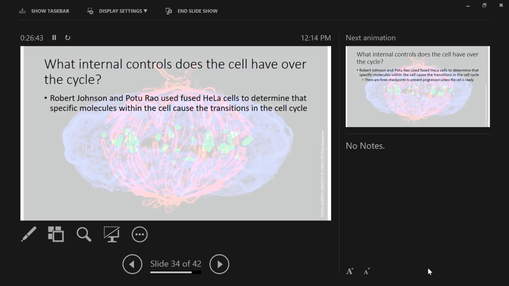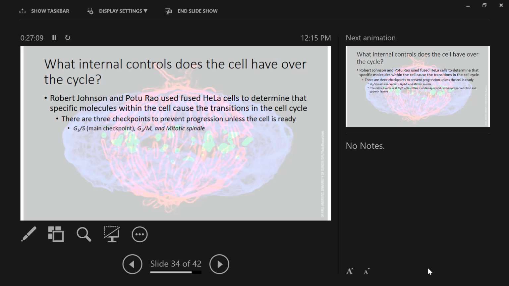And so what they did was they took these cells and they wanted to know what things have to be in place in order for cells to just keep going through the cell cycle. And they used this to actually determine and find our three main checkpoints. That is our G1/S, our G2/M, and our M checkpoint.